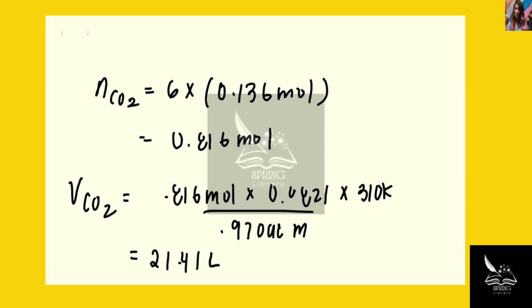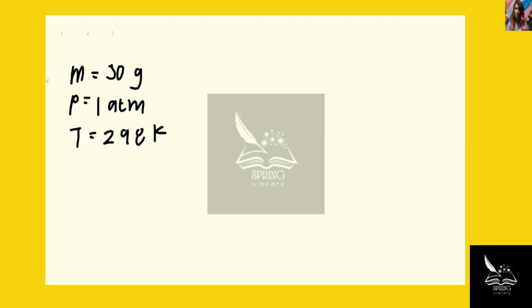Okay, now for part B, we're asked to calculate the volume of oxygen you would need at 1 atmospheric pressure and 298 Kelvin to completely oxidize 50 grams of glucose. Okay, so our mass of glucose this time is 50 grams, and our pressure is 1 atm. Our temperature is 298 Kelvin.